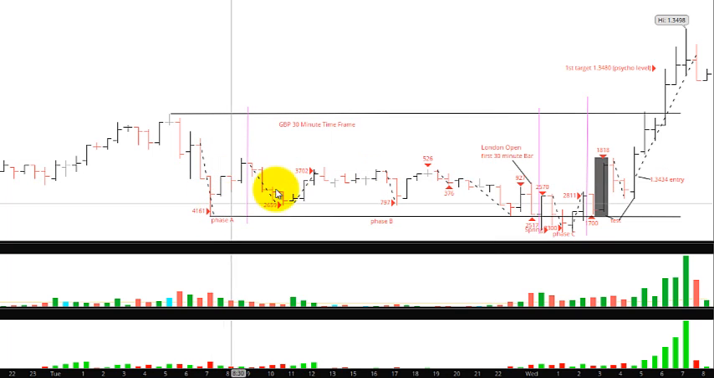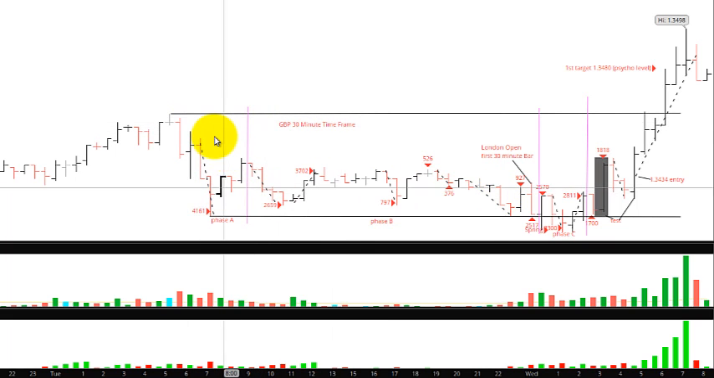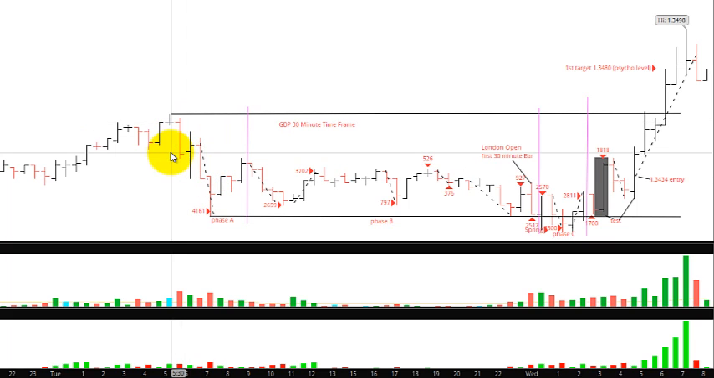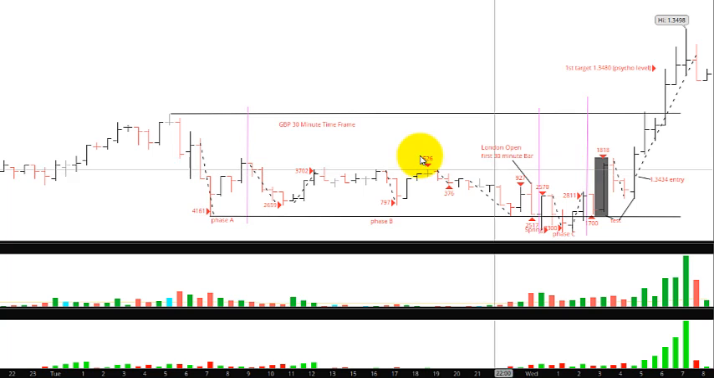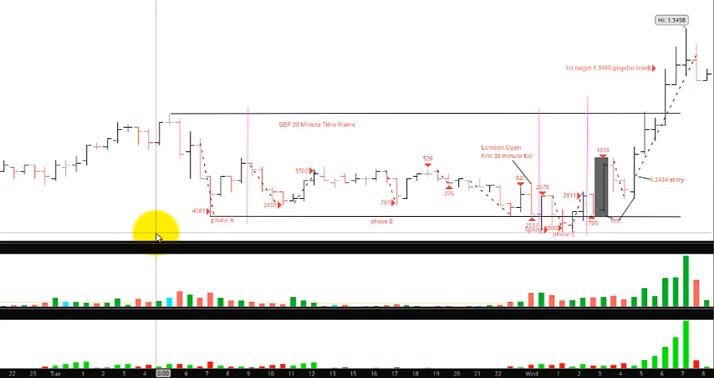So let's go through the review. What you're looking at here, again, is exactly what you learn in Module 1 in the 10X course. We're analyzing the phases of this consolidation. And in fact, it turned out to be a phase of reaccumulation, which means that there have already been prior signals and opportunities to get in at the lows of accumulation.